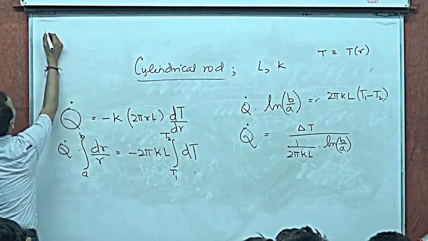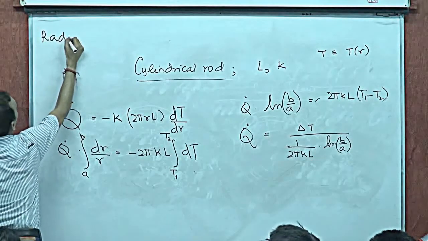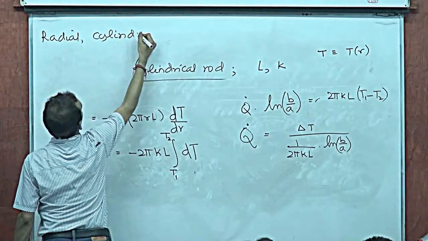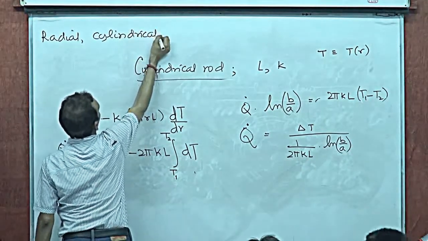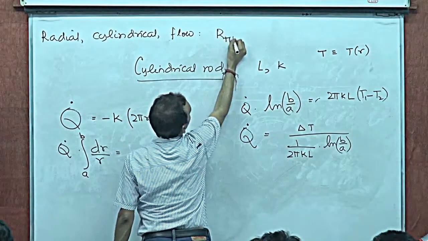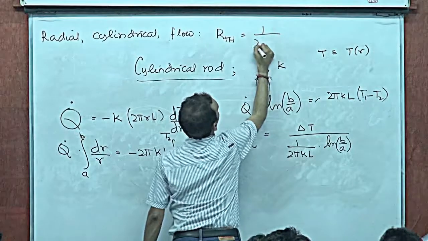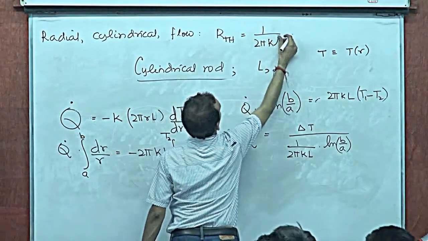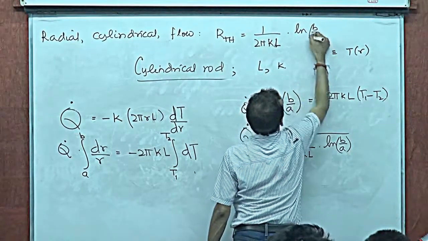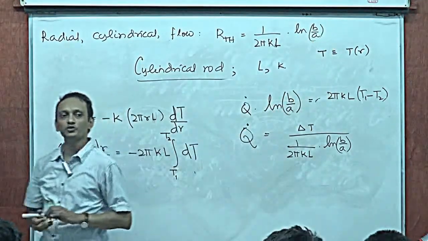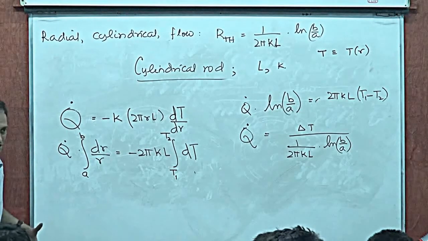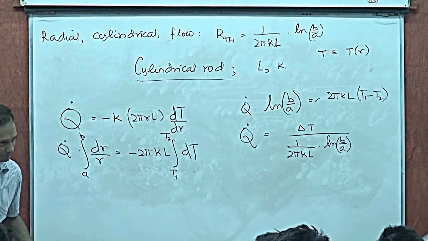So which means for a radial cylindrical flow, the thermal resistance is going to be 1 by 2 pi KL log B by A. 1 by 2 pi KL log B by A, that's the thermal resistance for a cylindrical flow. Does it make sense to all of you?